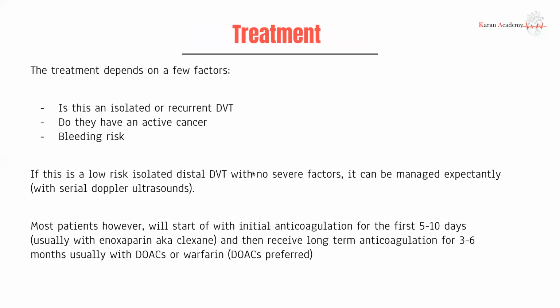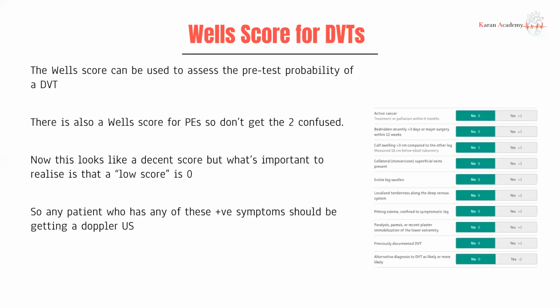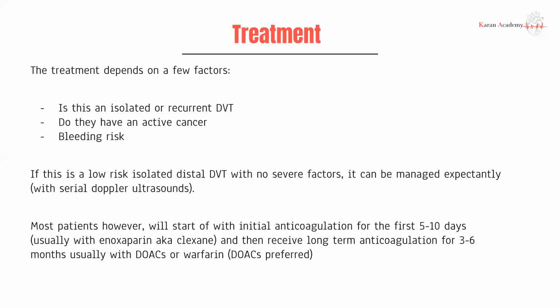Now, the treatment. Firstly, the treatment depends on a few things. Is this an isolated DVT or a recurrent? So have they had DVTs in the past? Do they have an active cancer? And what is their bleeding risk? If this is a low risk DVT, that's a pretest score. So low risk basically means that they have no severe risk factors for DVTs. They are hemodynamically stable, and they don't look too unwell. You can manage this expectantly, which means you do nothing and you just do serial Doppler ultrasounds, and you let the body resolve it naturally through the production of its own anticoagulant factors.